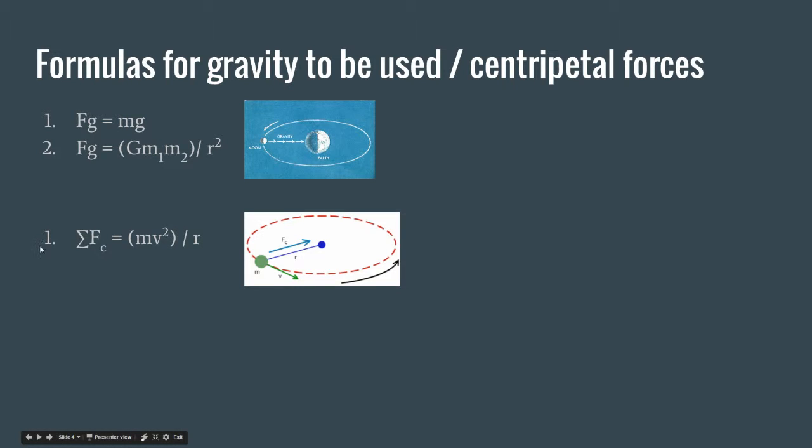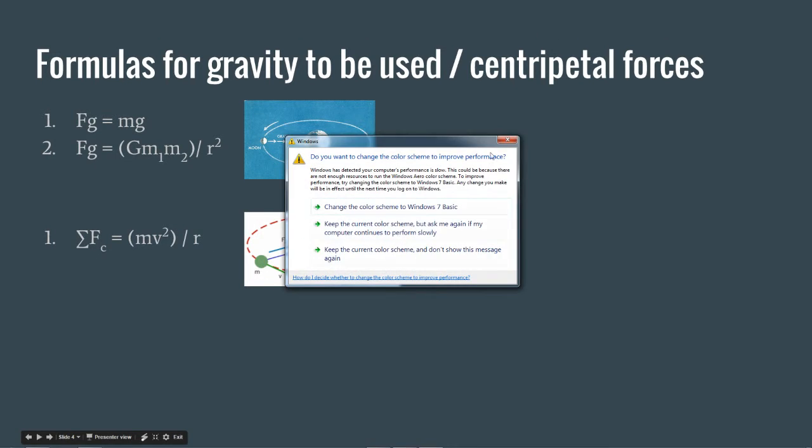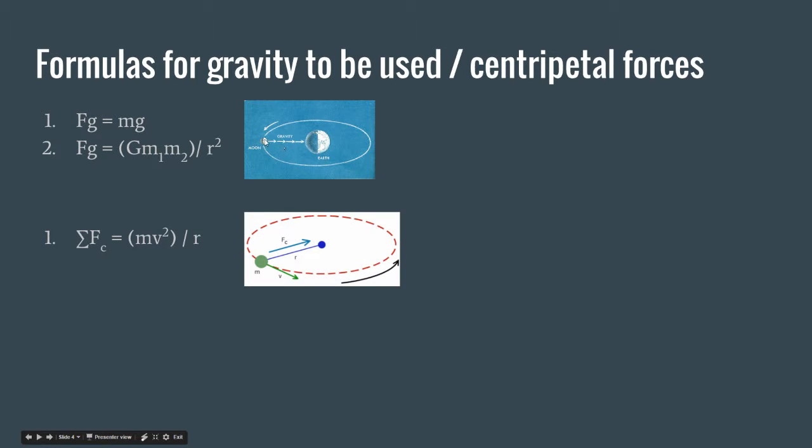And down here, we just have this simple equation for net centripetal force, which equals m times the velocity squared, over the radius. Here m is the mass of the object that is doing the orbiting, in this case the moon, and the radius is the distance between the orbiting object and the center of its orbital path.